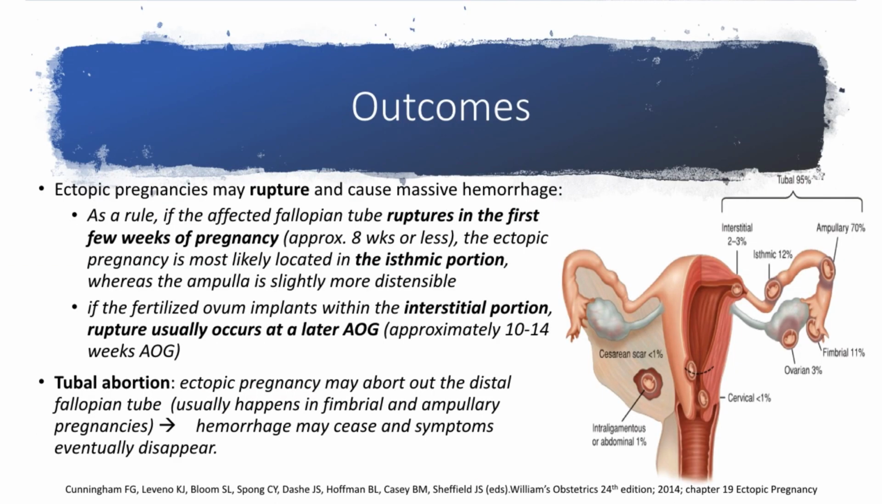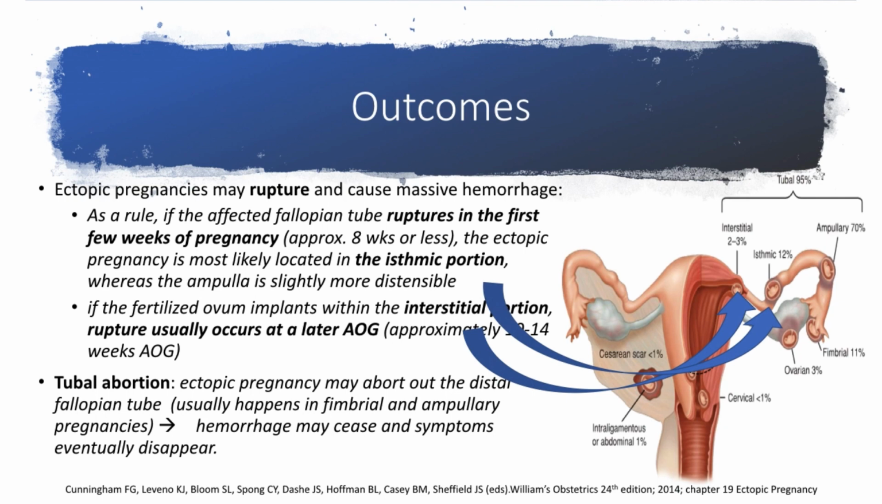So, what are the outcomes expected in ectopic pregnancies? Ectopic pregnancies may rupture and cause massive hemorrhage. As a rule, if the affected fallopian tube ruptures in the first few weeks of pregnancy, approximately 8 weeks or less, then the ectopic pregnancy is most likely located in the isthmic portion, whereas the ampulla is slightly more distensible. If the fertilized ovum implants within the interstitial portion, then the rupture usually occurs at a later AOG, approximately 10 to 14 weeks AOG.